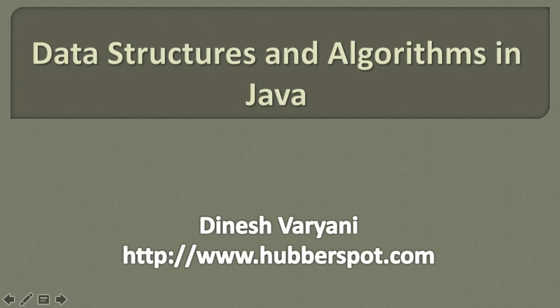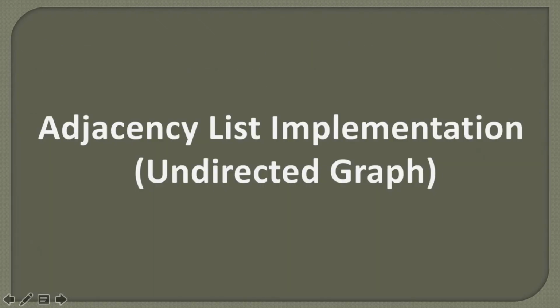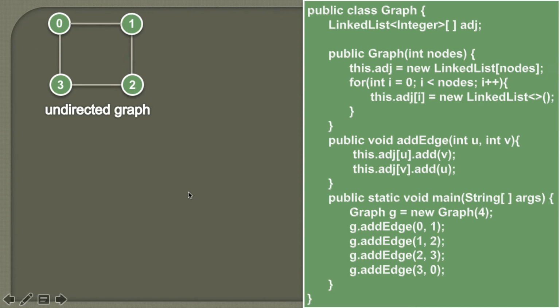Friends, in this tutorial we will discuss the implementation of the undirected graph using adjacency list. In our previous tutorial we discussed the representation of an undirected graph through an array of linked list. We also discussed how this undirected graph can be represented as an array of linked list. In this tutorial we will look into the code and see its demonstration step by step.